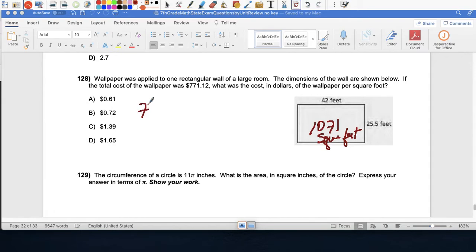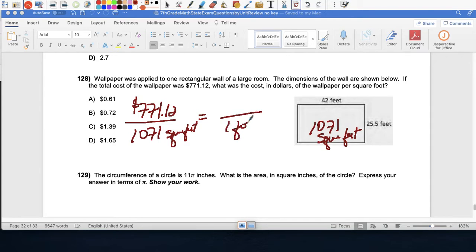So we can set up a proportion: $771.12 per 1,071 square feet. We want the price of 1 square foot. Basically the unit rate. Divide those two. We divide 771.12 by 1,071, and we get 72 cents per square foot.